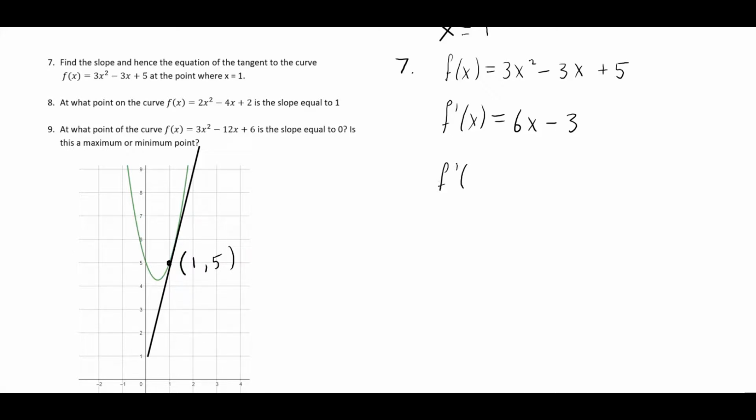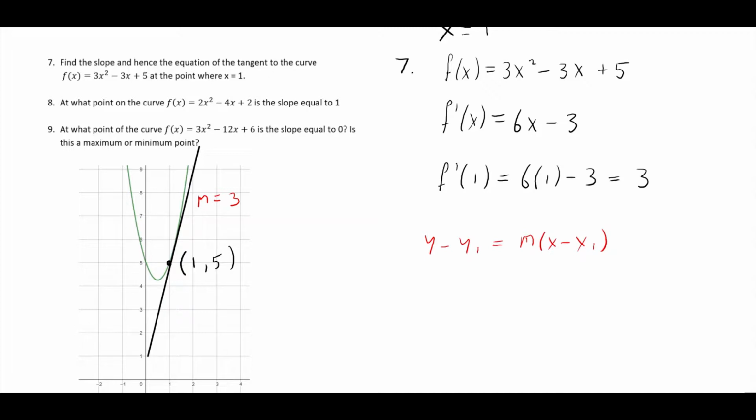So we take our x value, which is 1, key it into here, and you get 6 times 1 minus 3, and that gives us a slope of 3. So we know here that our slope at this point is 3.